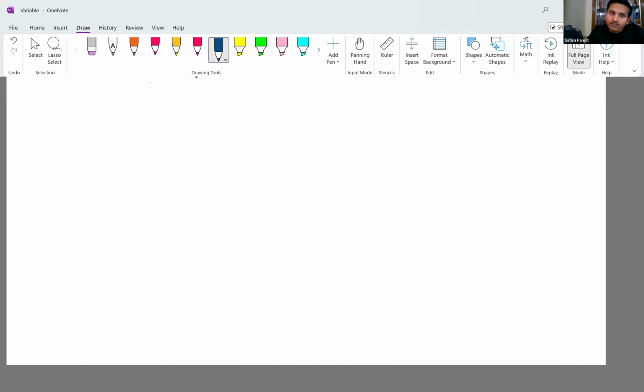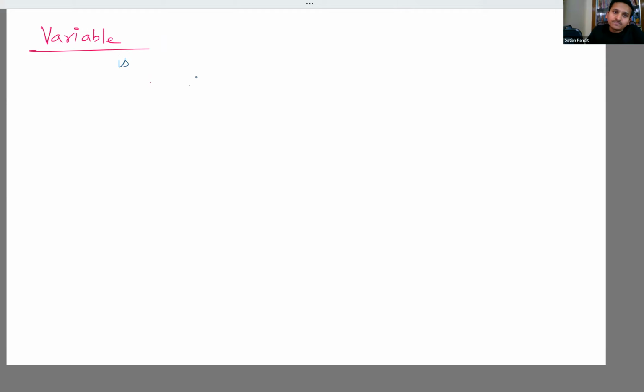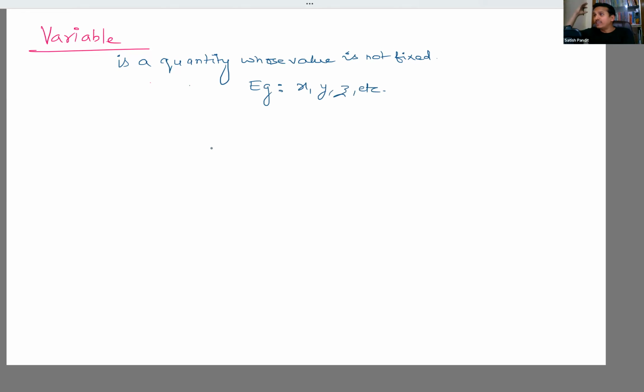Don't write, just listen. Variable is a quantity whose value is not fixed. Now, to denote a variable, we can use any letter of the alphabet, but generally we use X, Y, and Z. We can use P, Q, R, anything, T. We can use any letter of the alphabet to denote a variable.